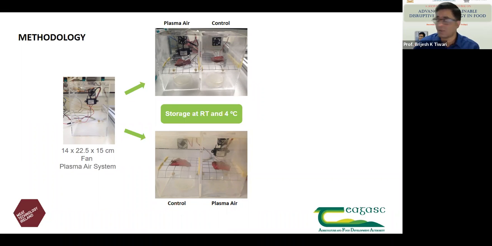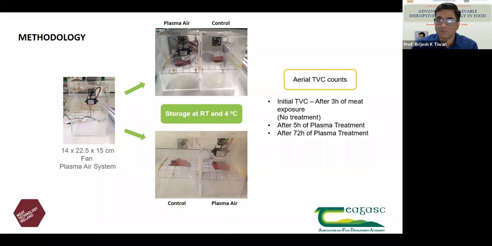We also carried out some work on strawberries and other fruits, where we applied this plasma in an uncontrolled manner, using this small fan, like those in most laptops and computers, and this small plasma device. We carried out the study with normal air and plasma air to see the best parameters and how we can control this. The next stage was to carry out the study on simple total viable counts, after 5 hours of plasma treatment and 72 hours of plasma treatment, to see what changes can occur.